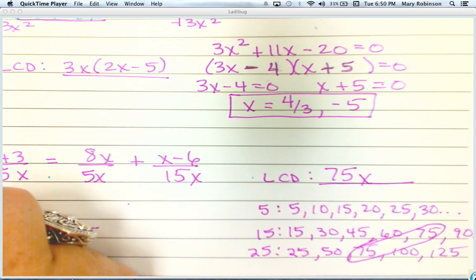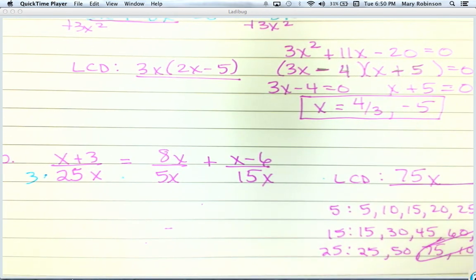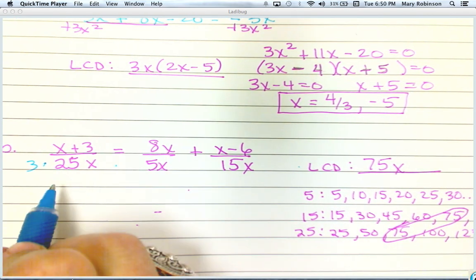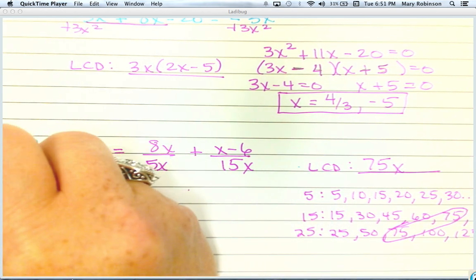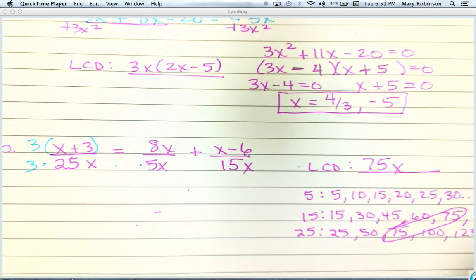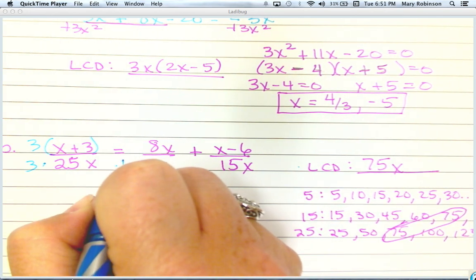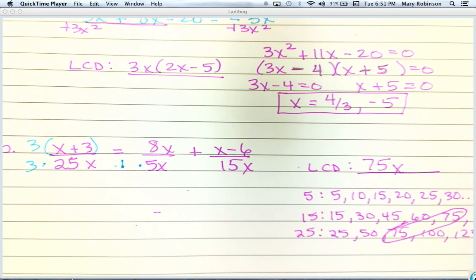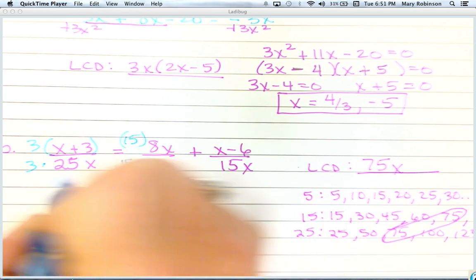So what do we need to multiply this by to get 75x? A 3. Sorry, raise that up a little bit. To get 75x, we would take 25x and multiply by 3. So that means I need to distribute 3 over this quantity. To get 75x, I would need to multiply 15 by 5. 15 times 5 is 75. So I have to multiply the 8x by 15 also.